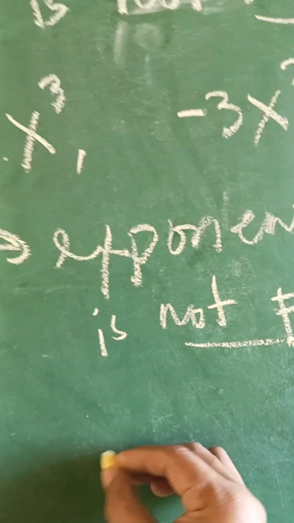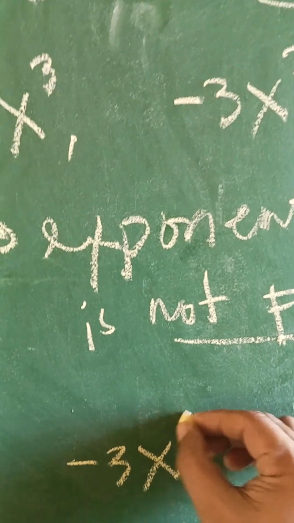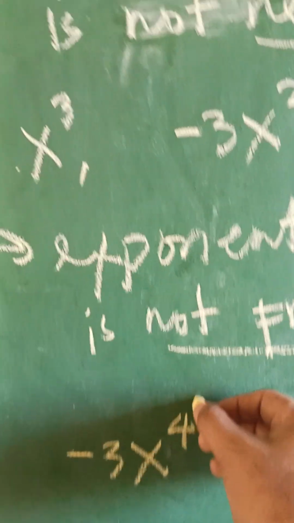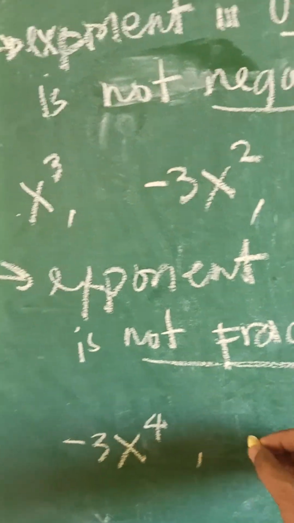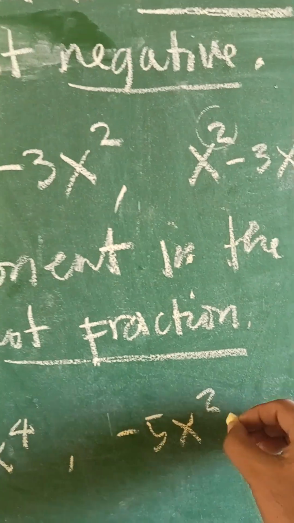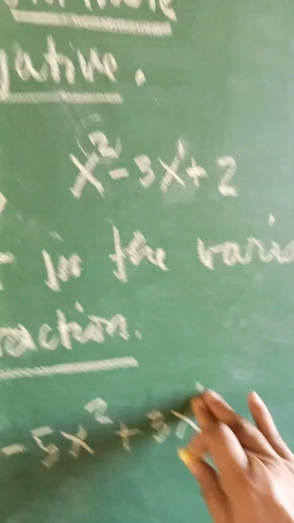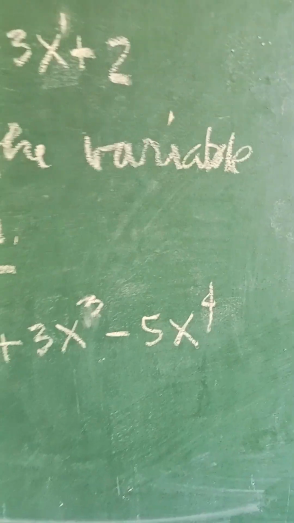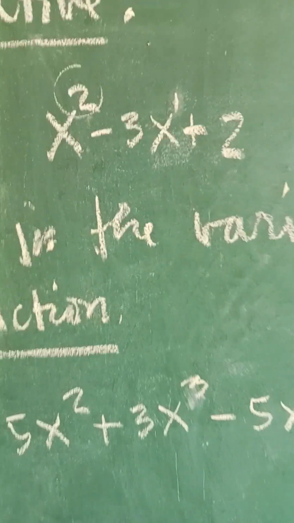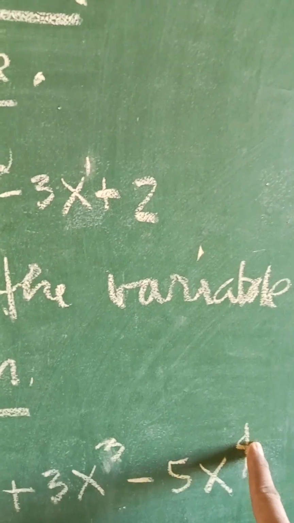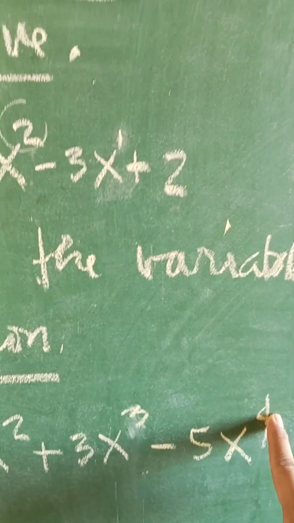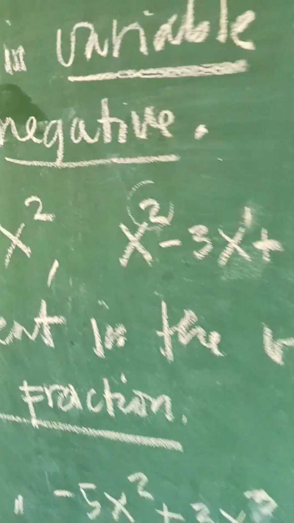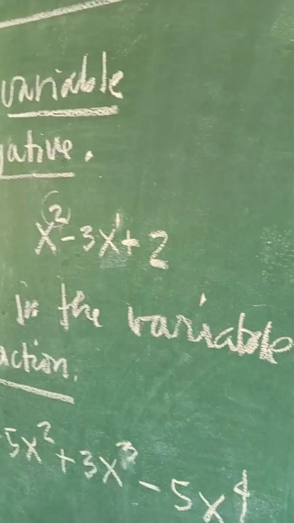For example, you have here negative 3x raised to the power of 4. Since the exponent in the variable is not a fraction, it is considered polynomial. Next we have, for example, negative 5x squared plus 3x cube minus 5x raised to the power of 4. This example has three different exponents, 2, 3, and 4, in the variable. Since all exponents are not fractions, you consider this example as polynomial.